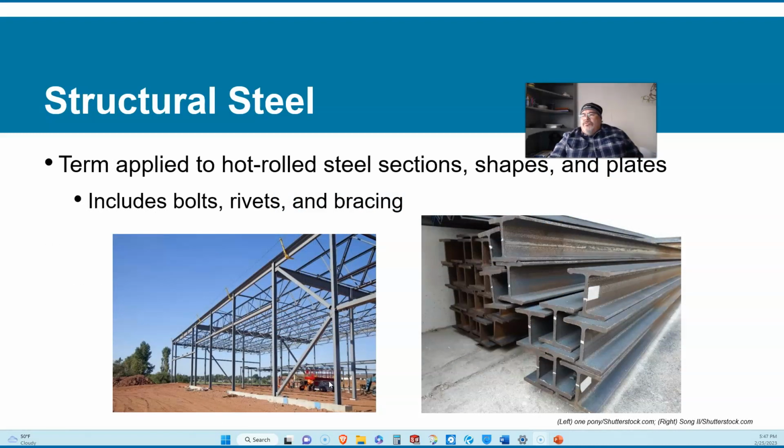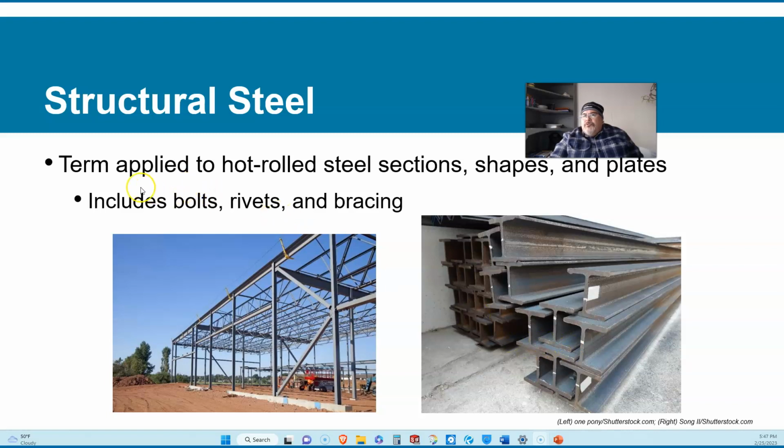You have your structural steel, right? Terms applied in hot rolled steel sections, shapes, and plates, inclusive of bolts, rivets, and bracings. So this is your steel I-beam. Notice that it looks like the shape of a letter I.